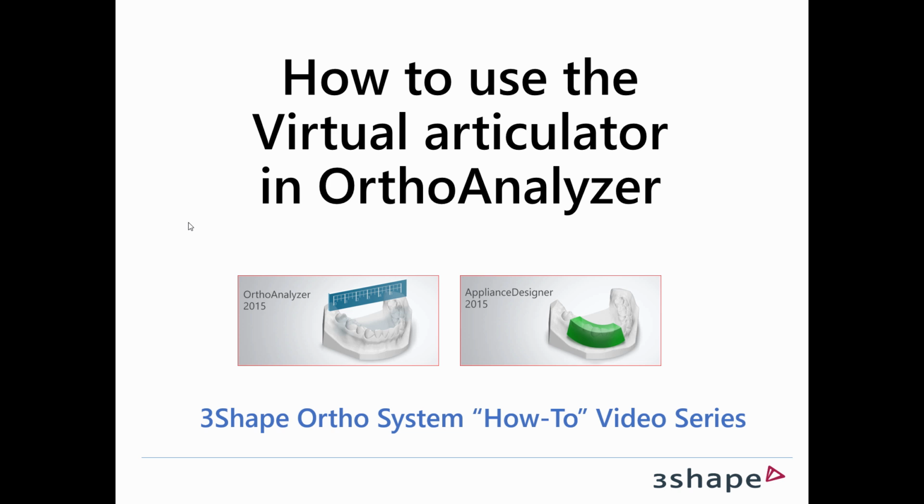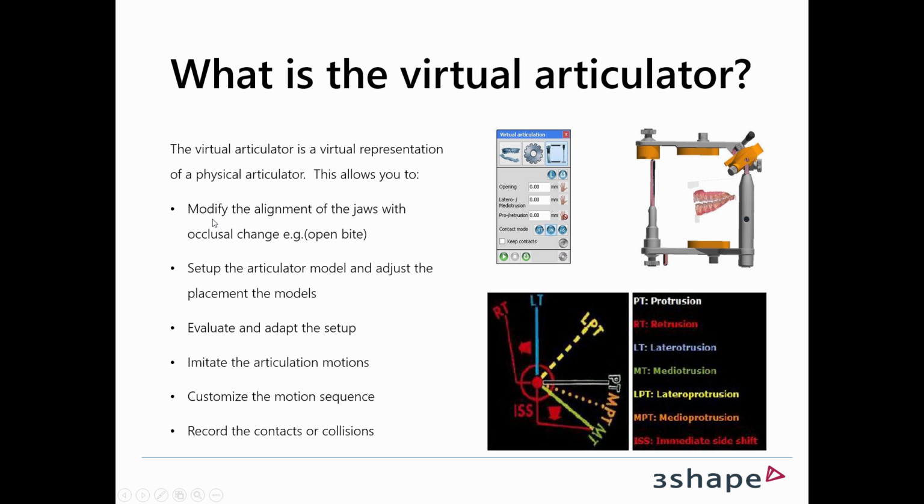So before we get started, I just want to get into what the Virtual Articulator is. Well, as the name indicates, the Virtual Articulator is a virtual representation of a physical articulator. This allows you to modify the alignment of the jaws with the occlusal change. It allows you to set up the articulator model and adjust the placement on the models. You can evaluate and adapt the designs. You can imitate the articulator motions. You can customize the motion sequences and you can record the contacts or collisions.